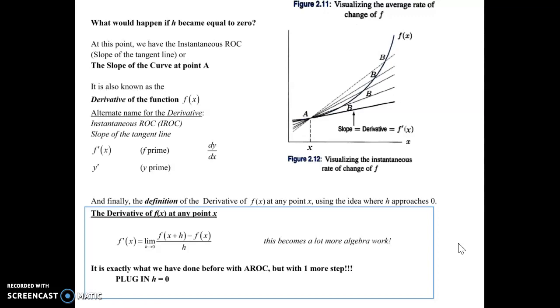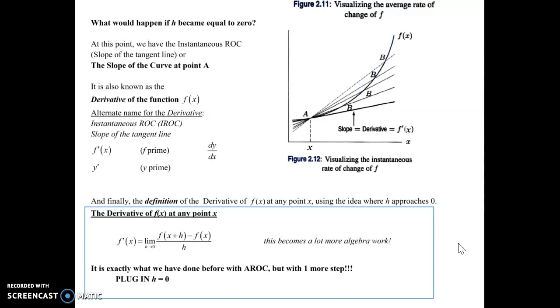Well, then we would have what we call the instantaneous rate of change, or the slope of the tangent line. This tangent line slope is also known as the derivative of the function, so it has another name. So we can say the derivative of the function, we can say the instantaneous rate of change, we can say the slope of the tangent line. Those all mean the same thing. Some notations we have for it are f prime of x, y prime, or dy dx. So these are all the notations. We're going to mostly use the f prime of x notation here.